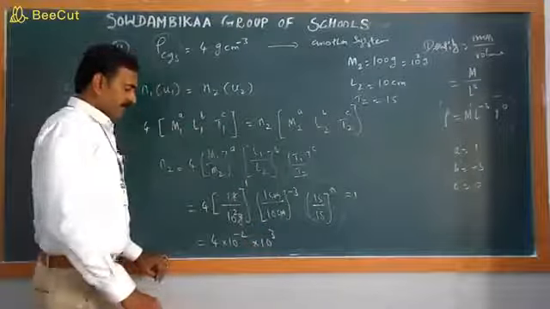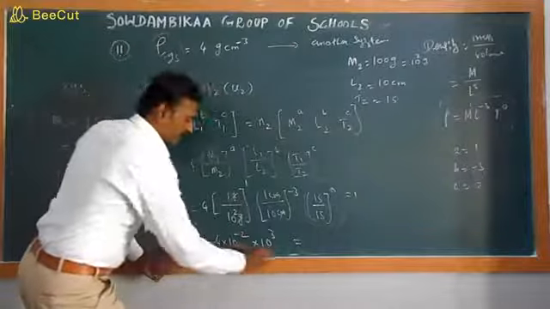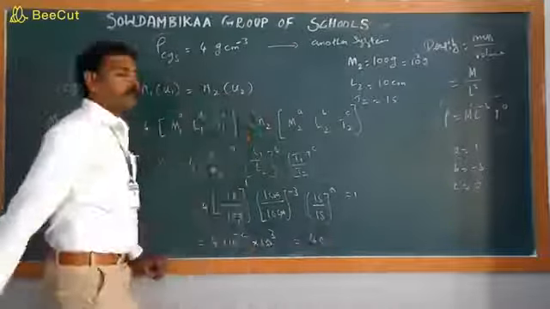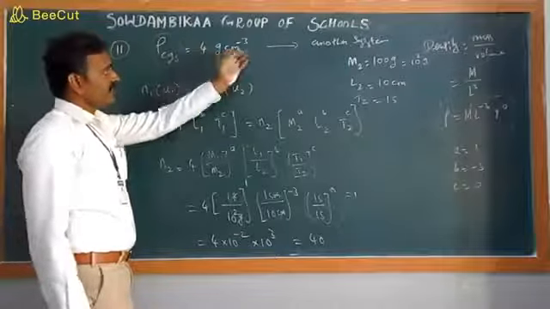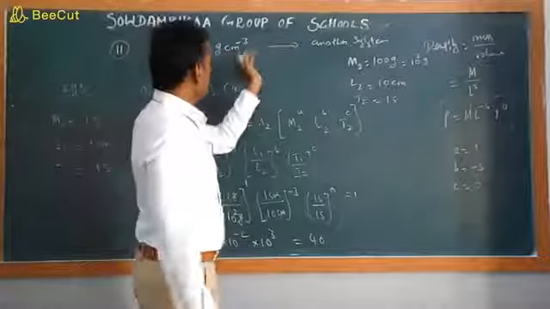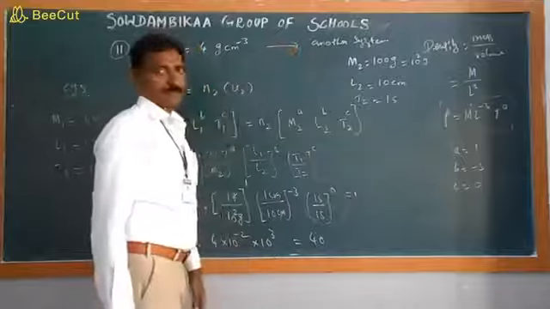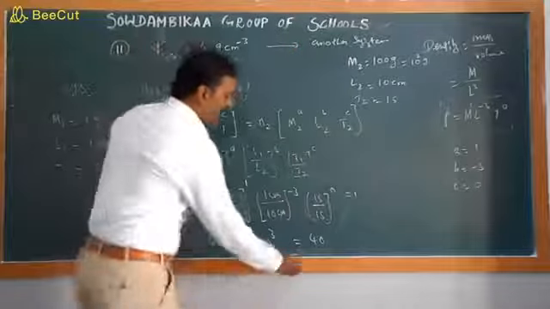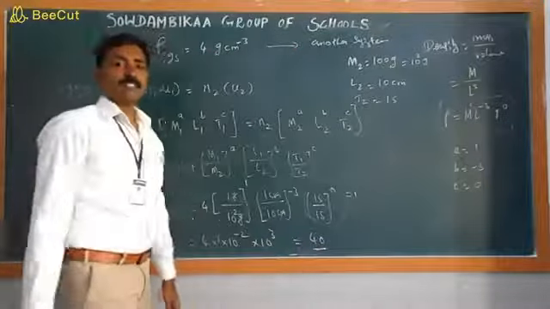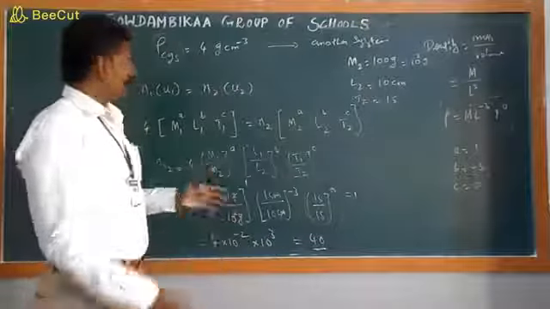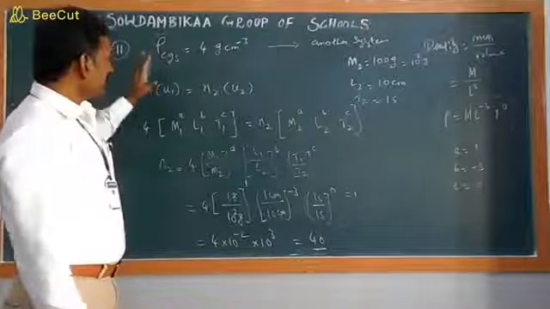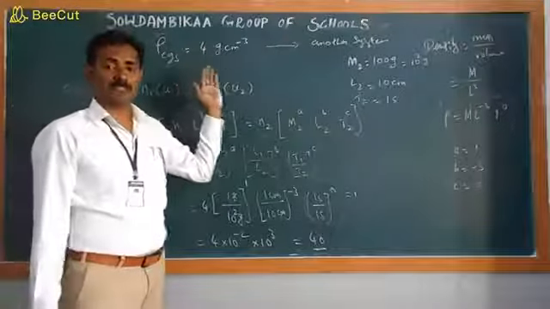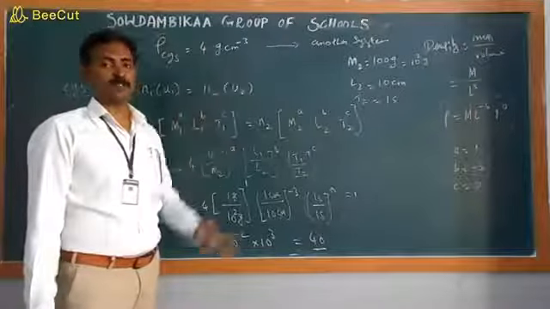So that is equal to 40. The unit is gram centimeter power minus 3, which is the unit in another system. So 40 is the final answer, the quantity of this physical quantity in another system. There is one more question, an example of how to convert one system of unit to another unit.